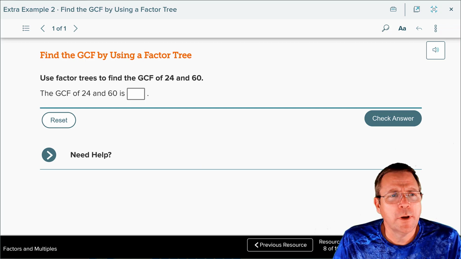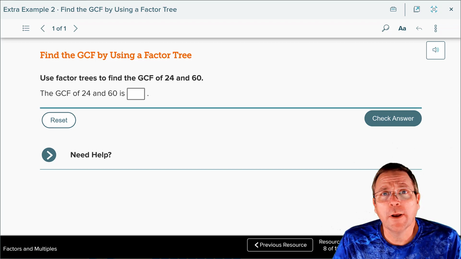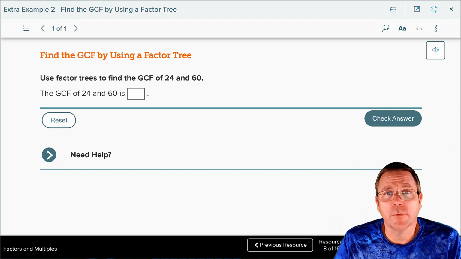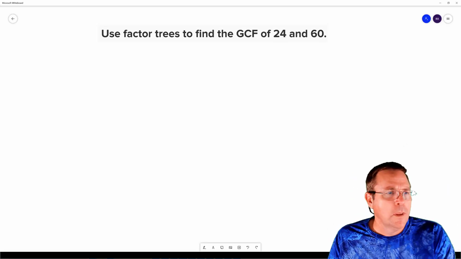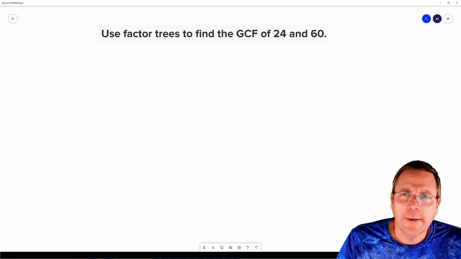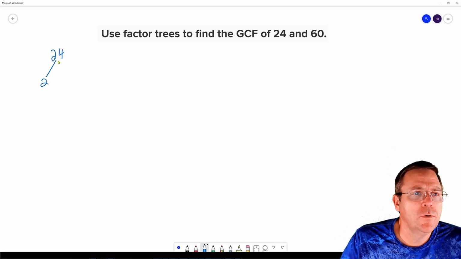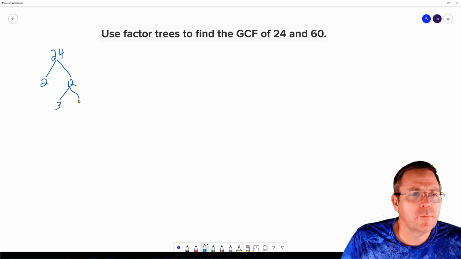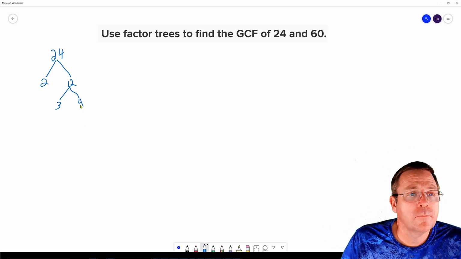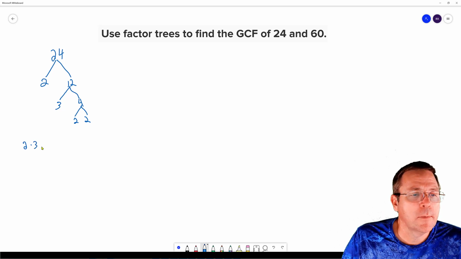Now it's going to be your turn to use factor trees, and you factor 24 and 60 and find out what the greatest common factor is going to be between those two numbers. So let's do this the way they did it, and then we're going to do it the way I would do it. First off, doing a factor tree for 24, I would say, well, 24 is going to be 2 times 12. 2's done, and then I'm going to say 12 is going to be 3 times 4. All right. 3's done, and then 4 is going to be 2 times 2, so that would be 2 times 3 times 2 times 2 times 2.